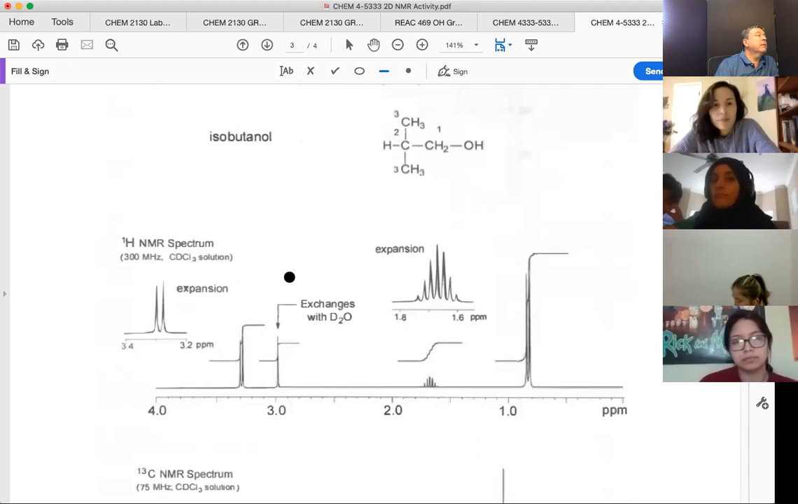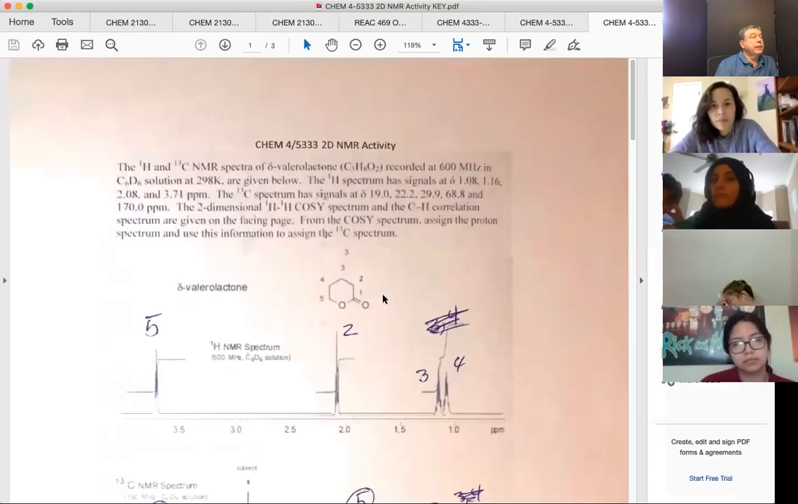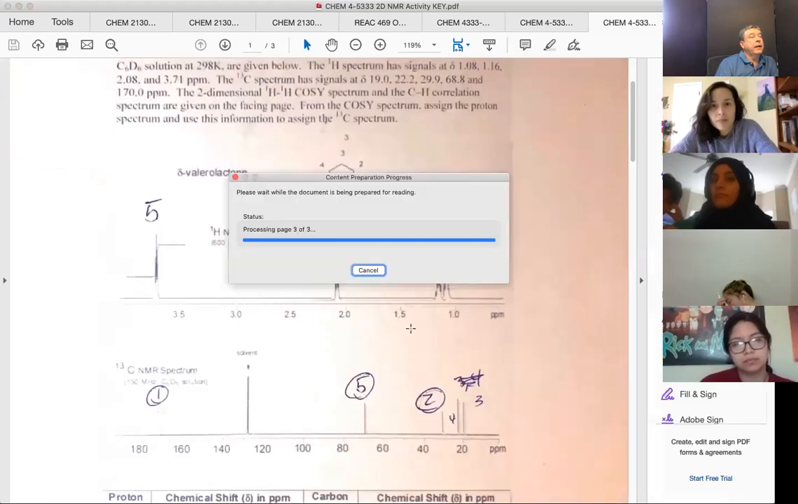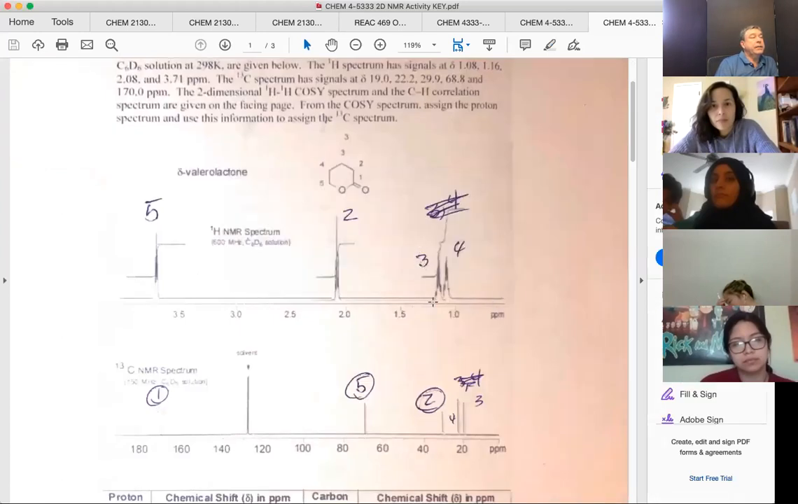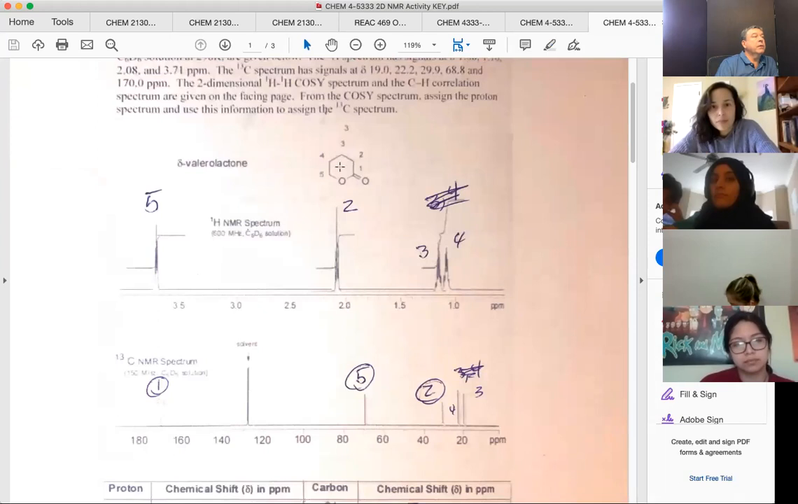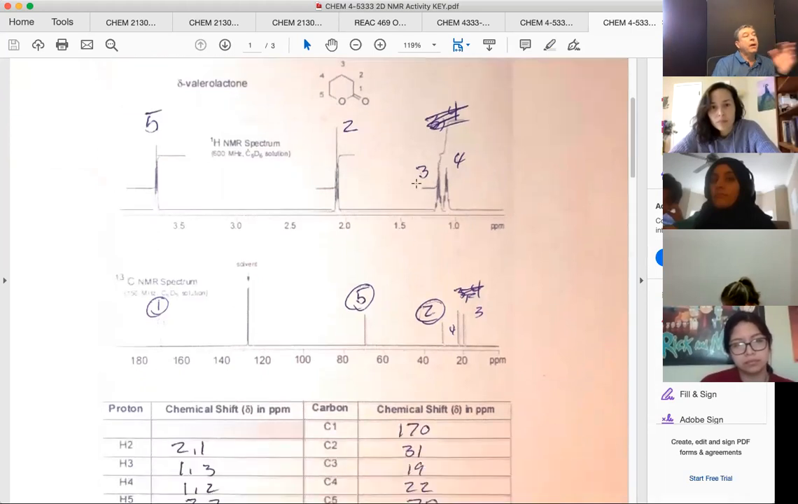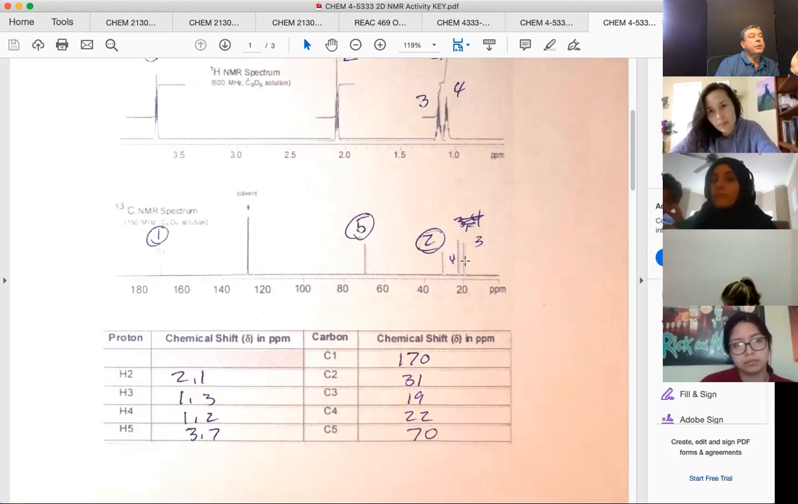And then I think, let me double check that. Here's the key. Unambiguous assignment is that 3 is the higher one, 4 is the lower one. 4 is the one that is closest to this number 5, 3 is there. Now, you could just say, well, shift maybe. So these are the two ambiguous peaks in this particular one here. And again, those are the same two ambiguous peaks.